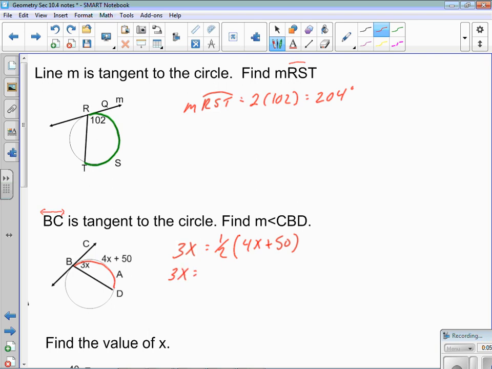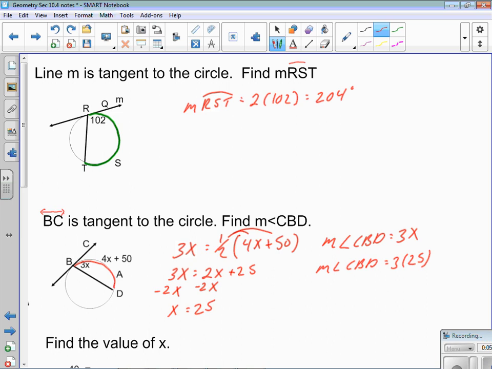So it's going to give us 3x equals, distribute that 1/2, gives us 2x plus 25. Subtract the 2x from both sides. So our x is 25. For the measure of angle CBD, we know that's 3x, so replace the x with a 25. We're going to get 75 degrees for the measure of angle CBD.